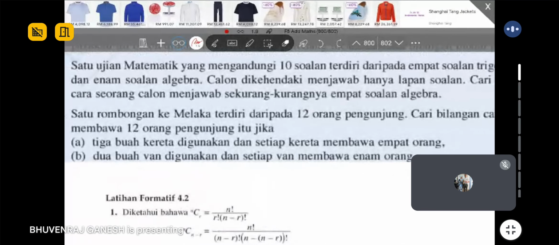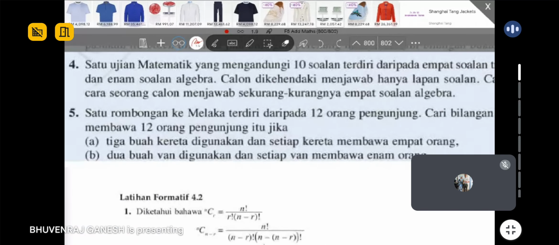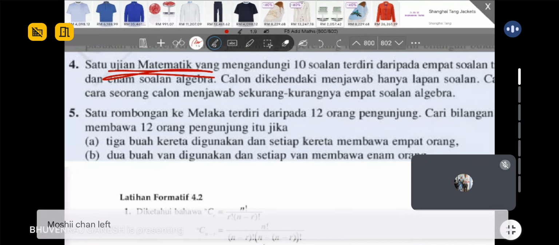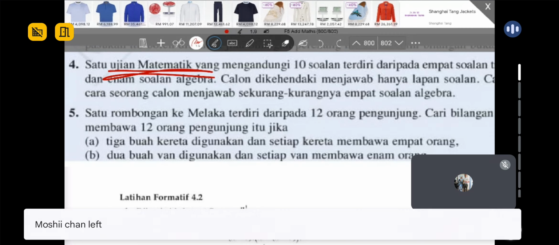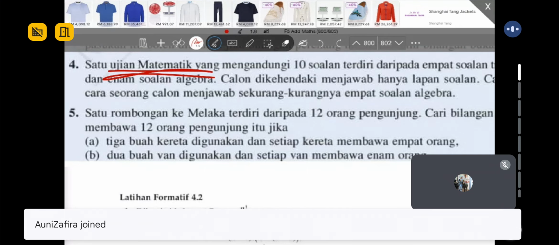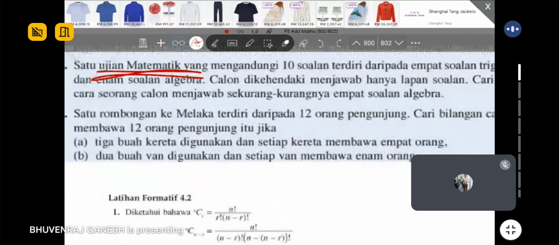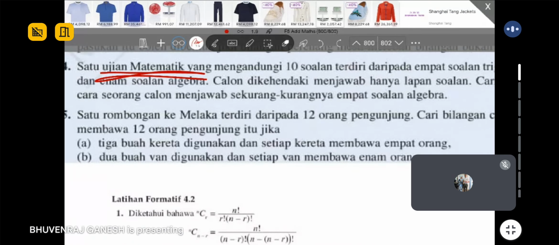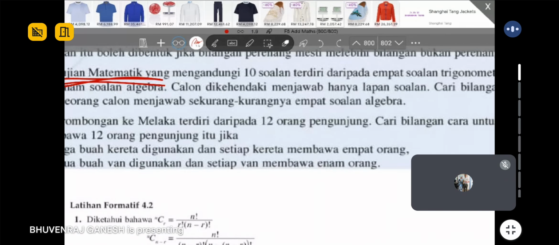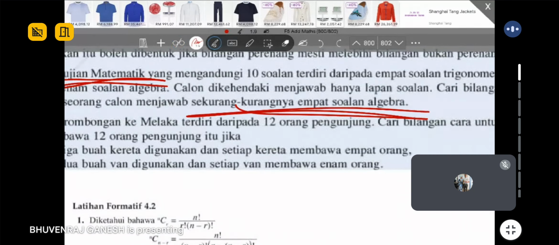Okay, so they say ujian matematik. So when soalan come out, ujian matematik, usually the question is easy, not that difficult. For the question regarding tests, it's quite straightforward. For combination, gabungan, you can get the answer quite easy. Okay, so they say that got 10 question, 10 soalan, 4 trigo, 6 algebra. This is the condition. And they say that can only answer 8. All right, so they say that how many ways he can answer at least 4 of algebra.